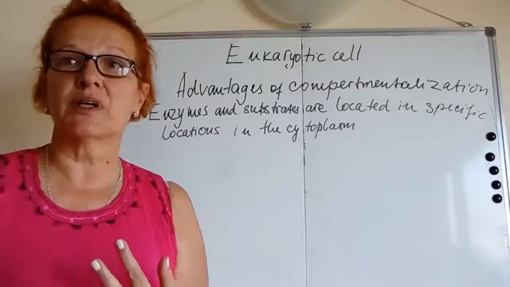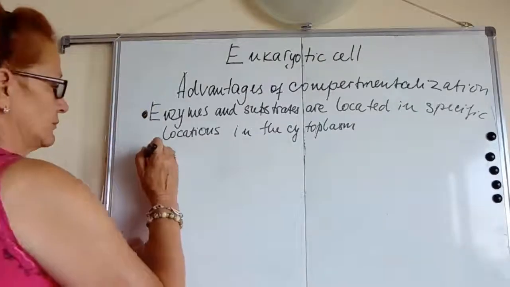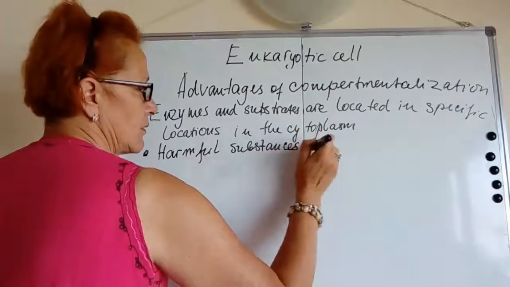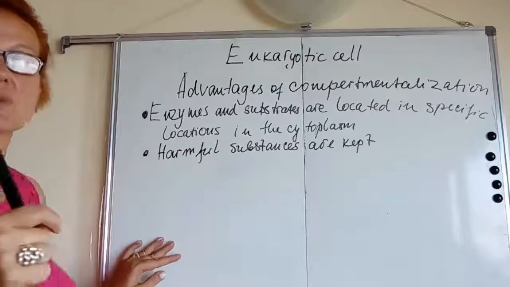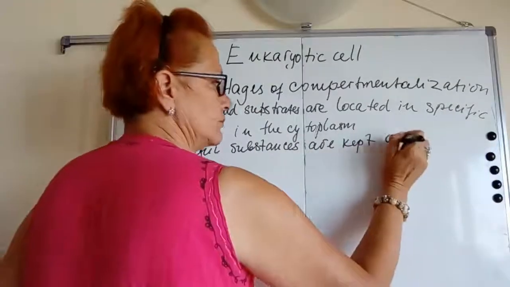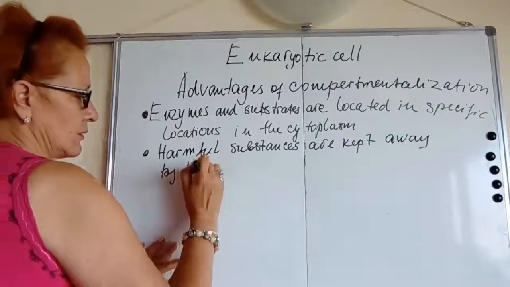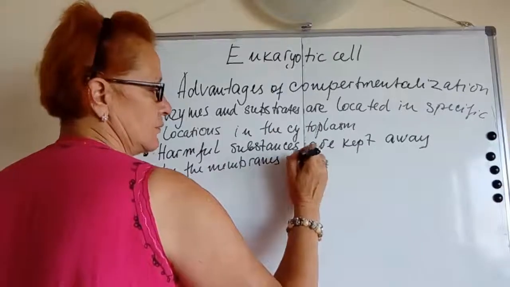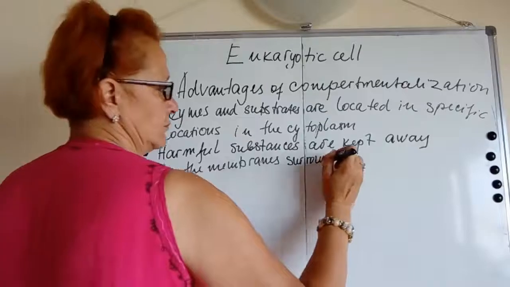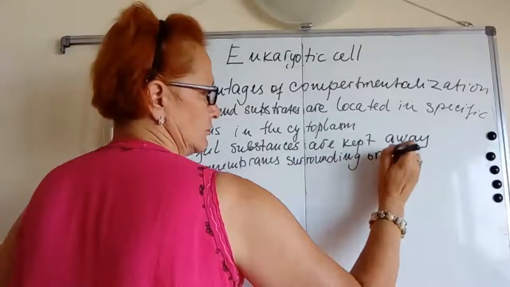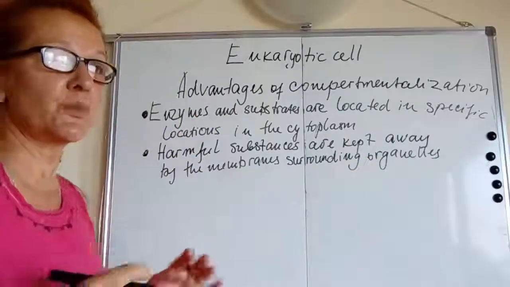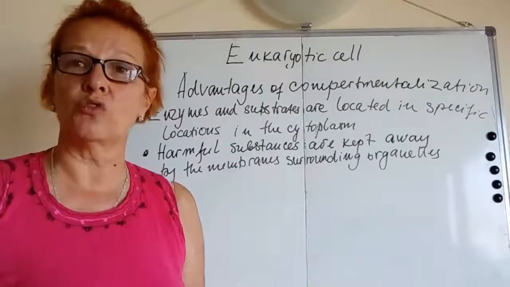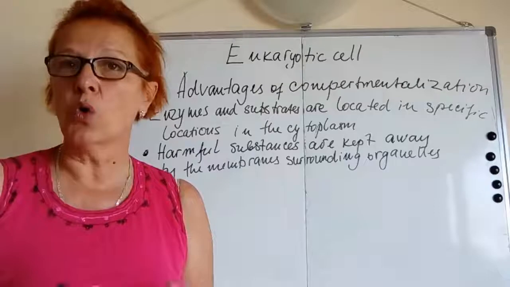The second advantage of compartmentalization is that the harmful substances are kept, just like the enzymes and substrates, away by the membranes that surround the organelles. So if there is something harmful within the cell, it stays in a specific structure, in a specific cell organelle, so it cannot spread all over the cytoplasm. It cannot poison or harm the whole cell.